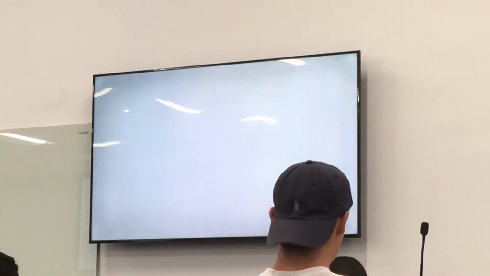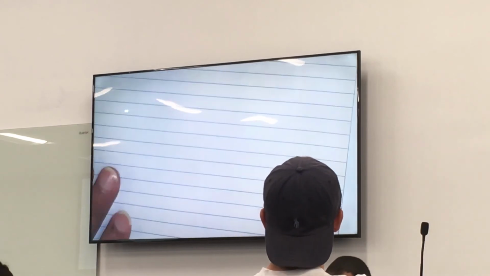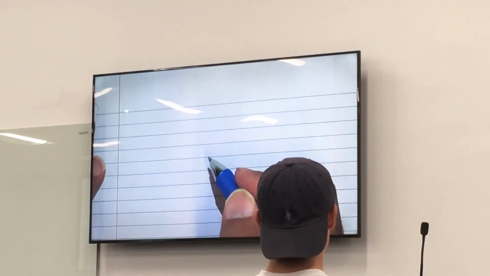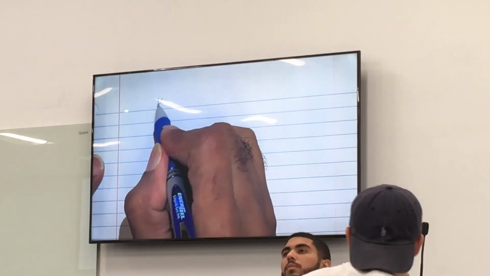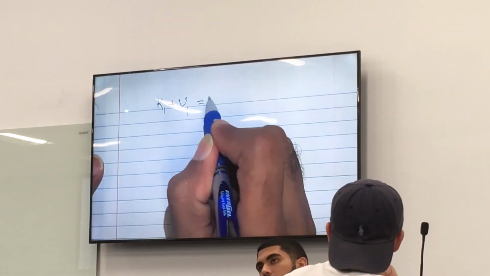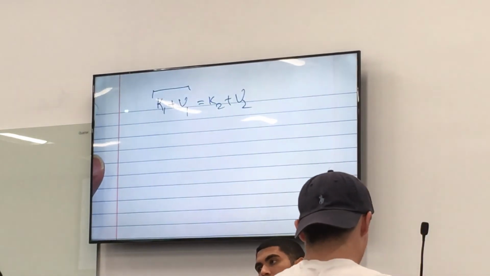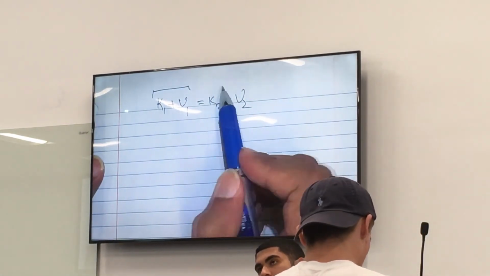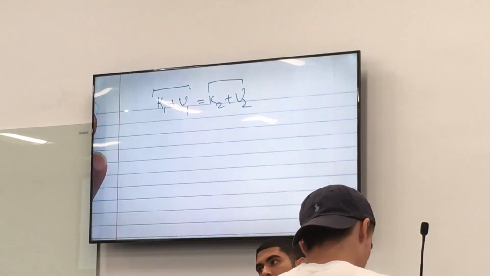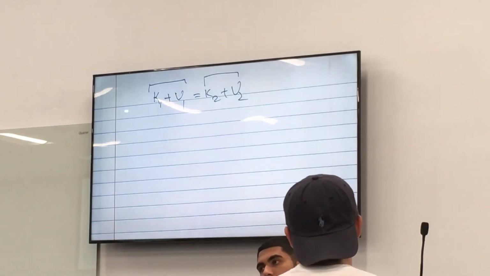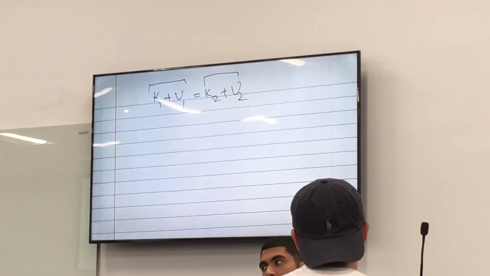Is it clear? Okay. So I can write K1 plus U1 equal to K2 plus U2. So this means that the sum of kinetic and potential energy is equal to the sum of kinetic and potential energy at any other point. So I'm gonna solve one problem and you will see how easy it is to do the problems in chapter 7. Just one example and that's it, okay?